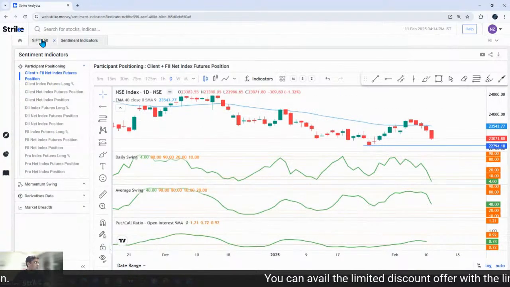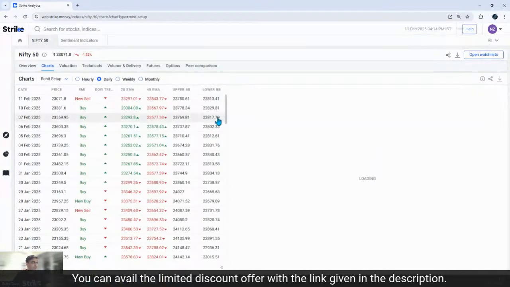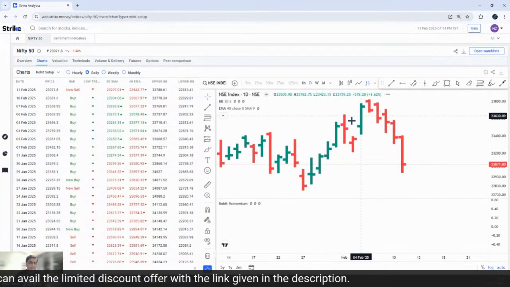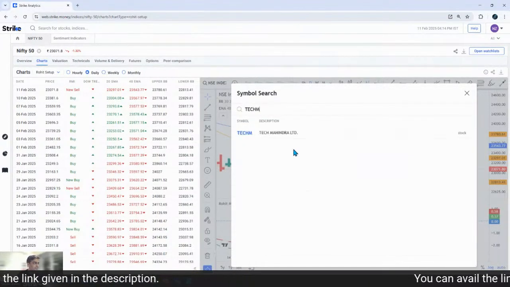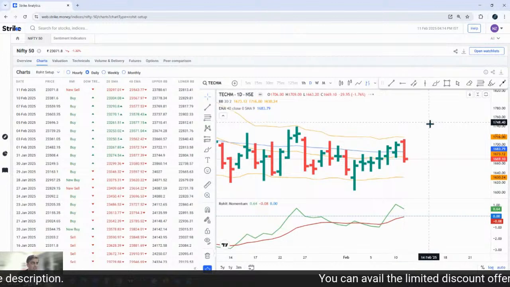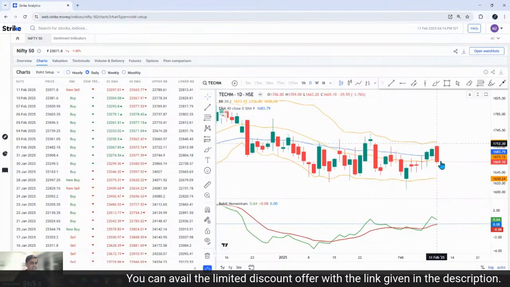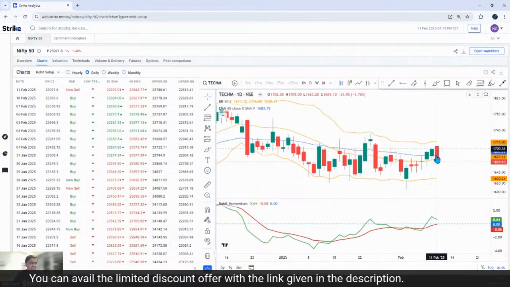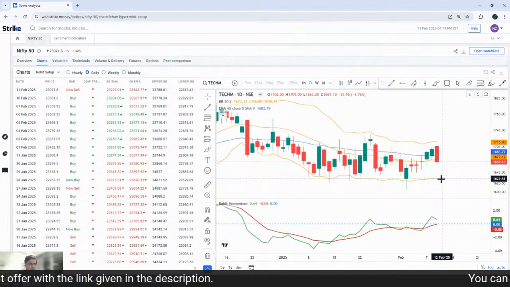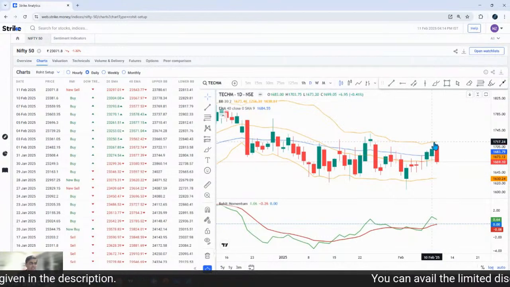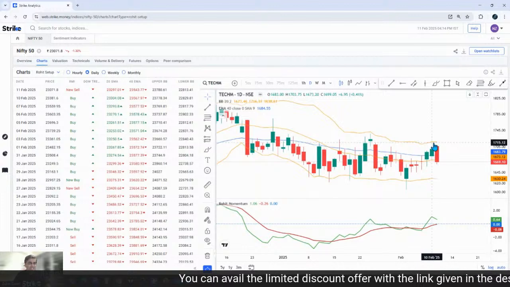Sorry, over here. Let's look at Tech Mahindra. We can see that overall it is sideways, and has closed below the averages. The support level seems to be at the lower Bollinger Band, and there is resistance from the upper Bollinger Band, which is somewhere around 1715.